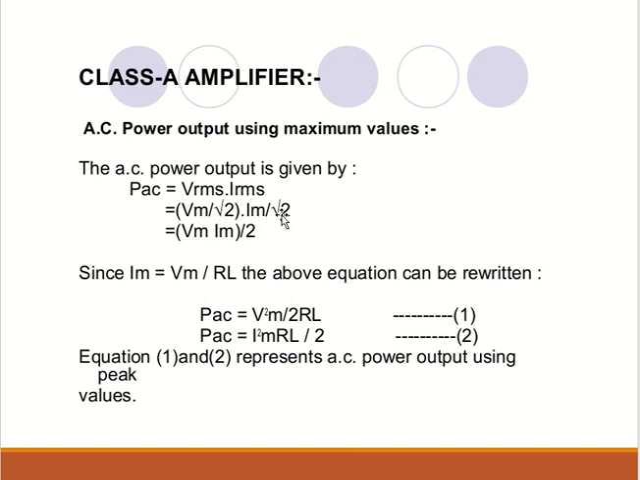So root 2 multiplied by root 2 will become 2. So it will be Vm Im by 2. Since we know I is equal to V by R, here we can write Im is equal to Vm by RL. If we put the value of Im here, it will be Vm square by 2RL, and if we put the value of Vm here, it will become Im square RL by 2. We can represent power output in terms of voltage or current, as per our choice.